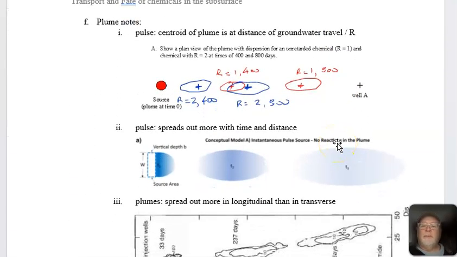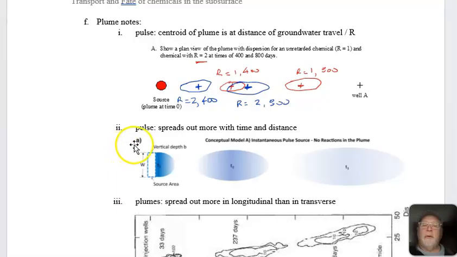On the plumes, remember the centroid of the plume is at a distance of the groundwater travel divided by the retardation factor. So we did this example for a conservative, non-retarded plume. It got there at 800 days. So the retarded one is going to be halfway there, 800 days, if it's retarded with a retardation factor of 2.